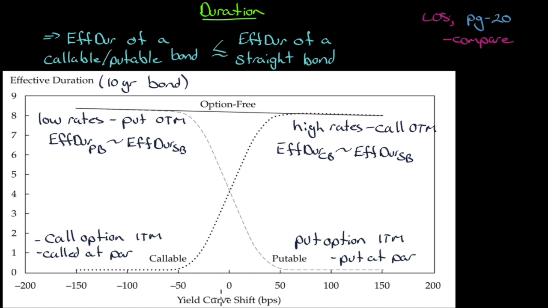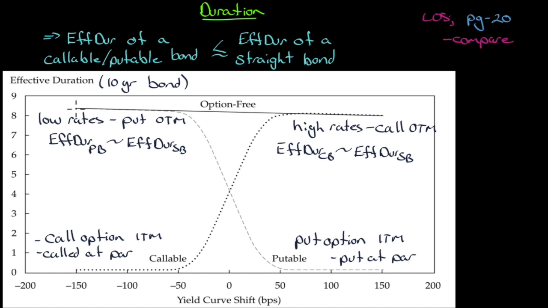Let's say here's our yield curve along the bottom, and let's say this is the 0 point. We're going to shift it up by 50, 100, 150, 200 basis points, and we're going to shift it down by 50, 100, 150, and 200 basis points. So this is a downward shift. This is an upward shift.